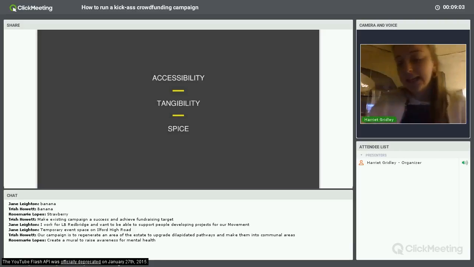So the first thing that we say is essential for a successful crowdfunding project idea is that it's accessible. And by this we mean that it has broad appeal. So if your project is only going to benefit people between the ages of 20 and 25 in a particular part of a particular neighbourhood, perhaps it's like a niche knitting club or something like this, then you're going to struggle to find people to pledge to your project.